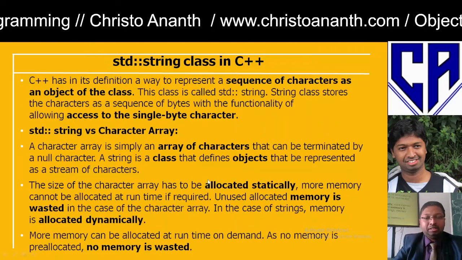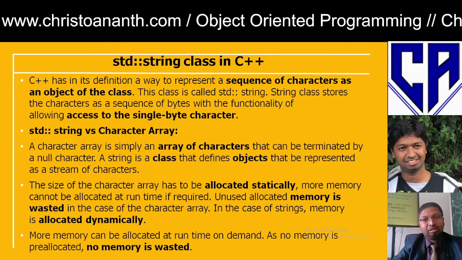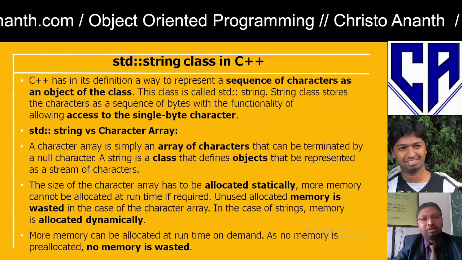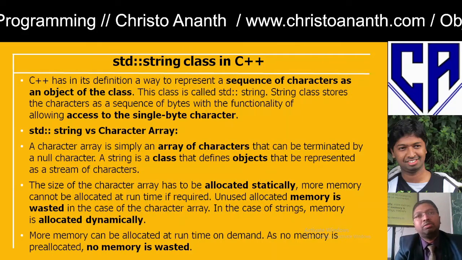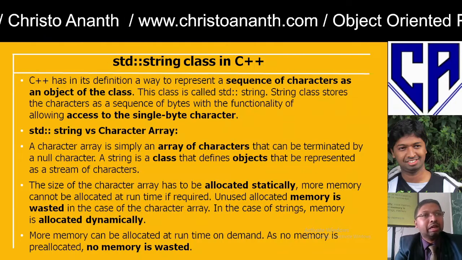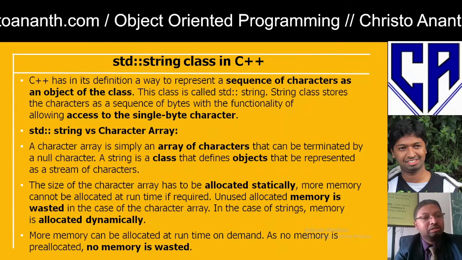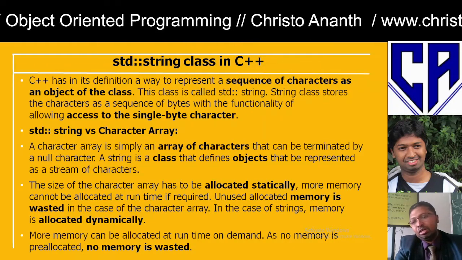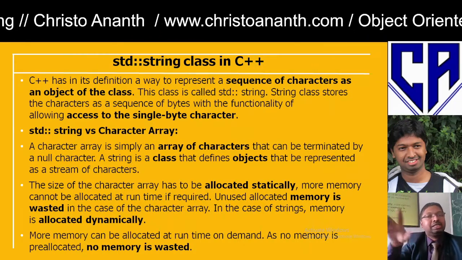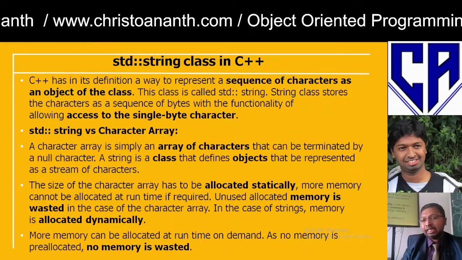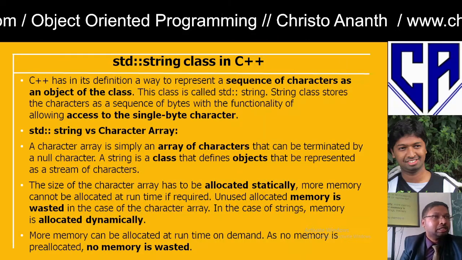Right. So this is yesterday's string class in C++, where we represent a sequence of characters as an object of the class. Here we would be inputting the data as well as printing the data, getting single byte characters, and you can compare this string with a character array. A character array is actually an array of characters, so you have a null character for terminating, whereas a string is a class where you have objects, and this object can be represented as a stream of characters.